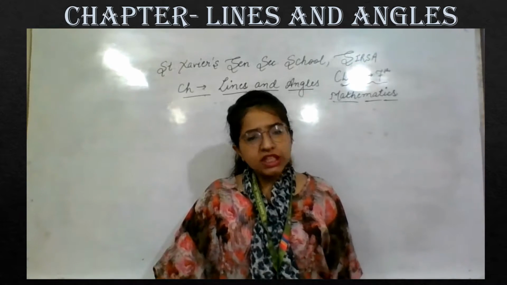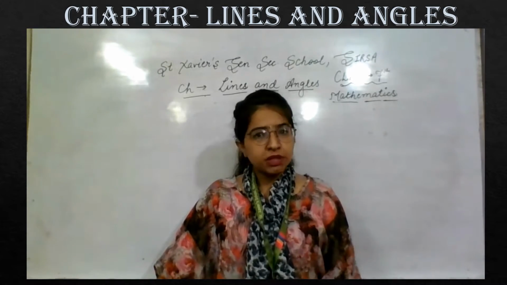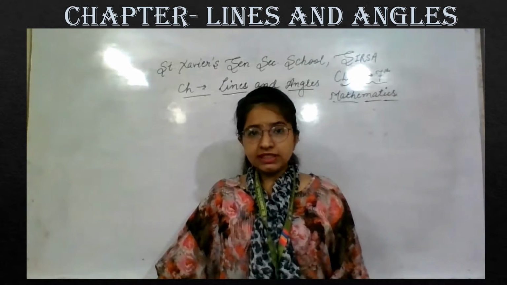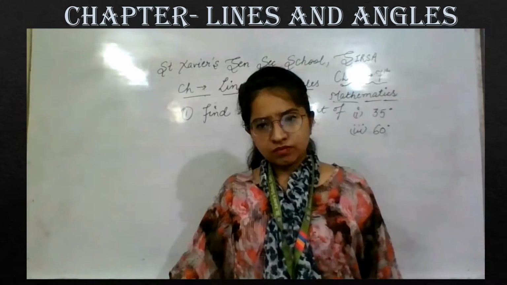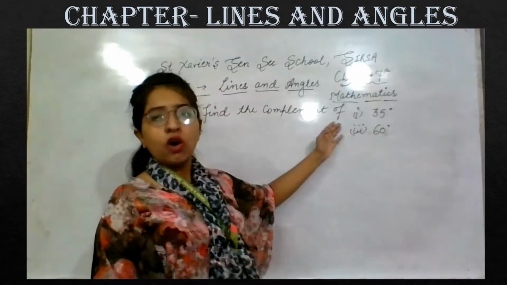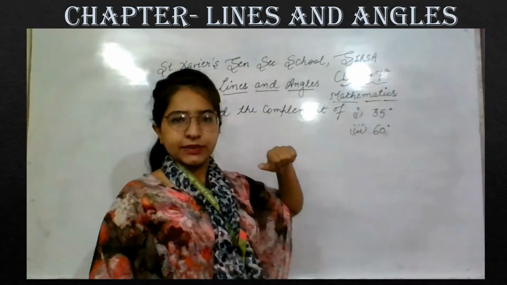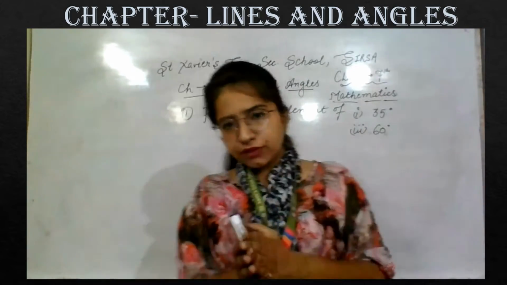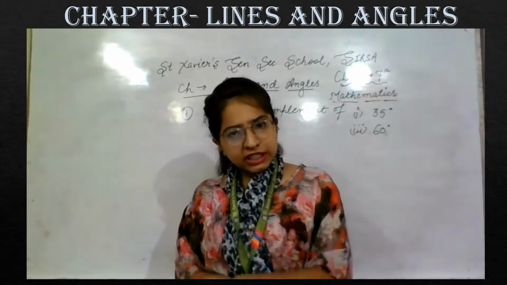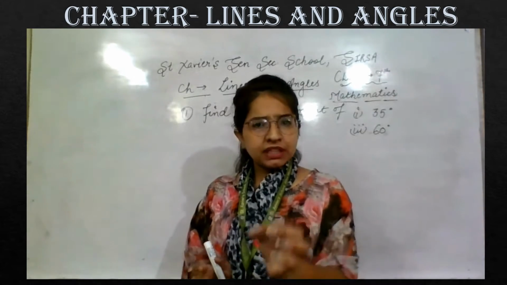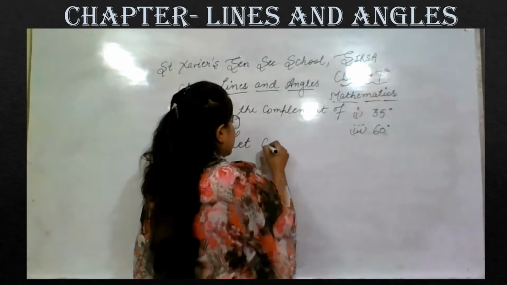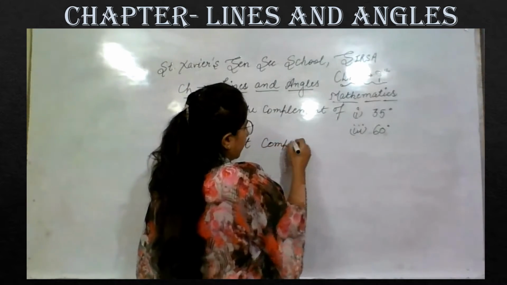So on the basis of these two concepts, I would like to explain you question number 1 and question number 2 of exercise 13. So let's go through with these questions first. So question number 1, you can see on the board only: find the complementary of 35 degree and 60 degree. Okay. So for this, what you have to do, students, very simple thing. Complementary of 35. Let the complementary angle be X.